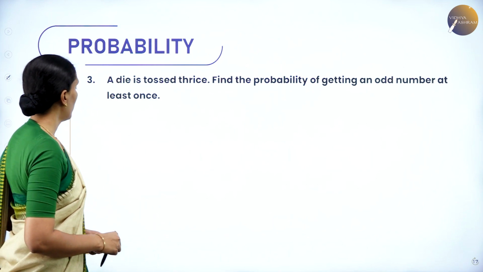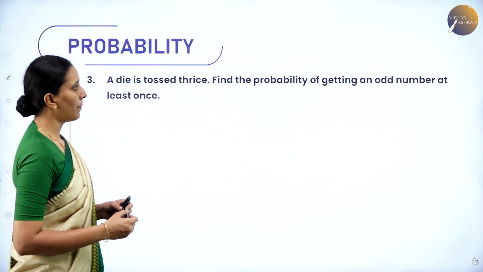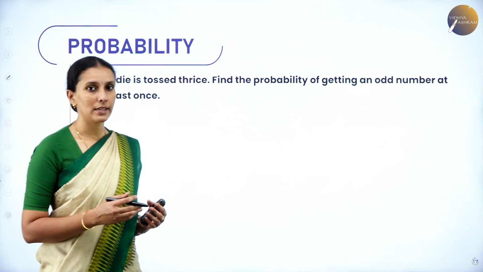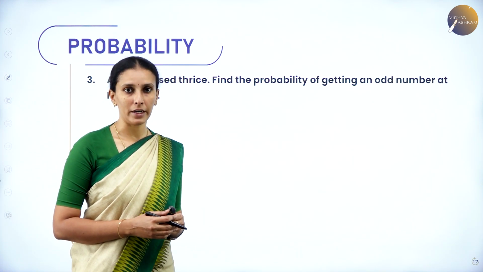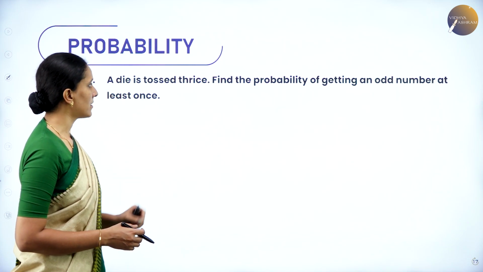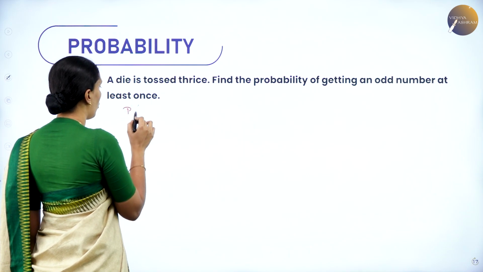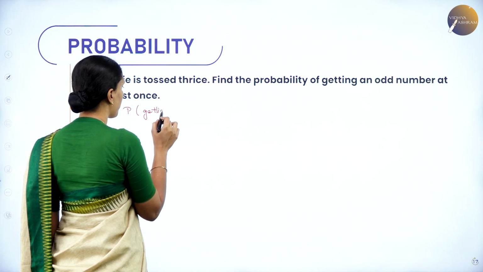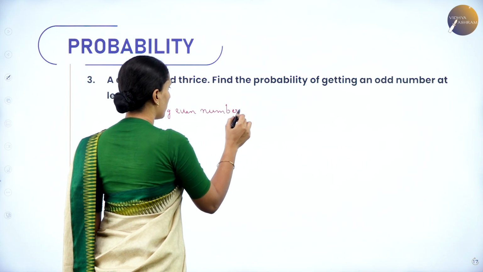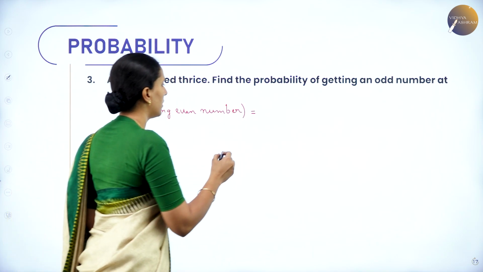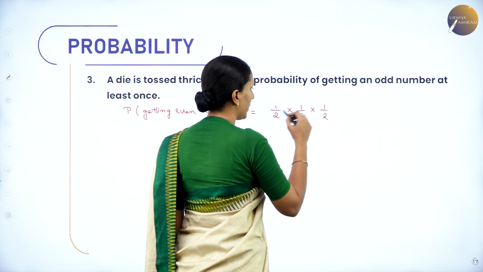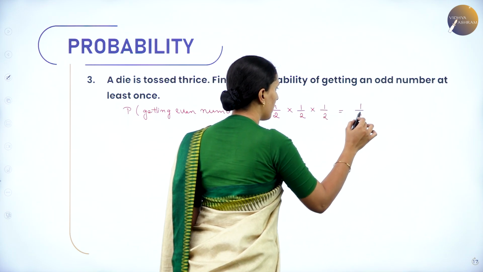Next question. A die is tossed thrice. Find the probability of getting an odd number at least once. So, the probability of getting an odd number at least once is nothing but the probability of not getting an even number. First, let us find the probability of getting an even number thrice. The first time it is 1 by 2, the second time is also 1 by 2, the third time is also 1 by 2. So the total probability is 1 by 8.